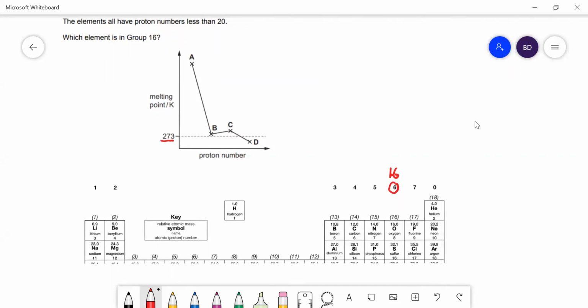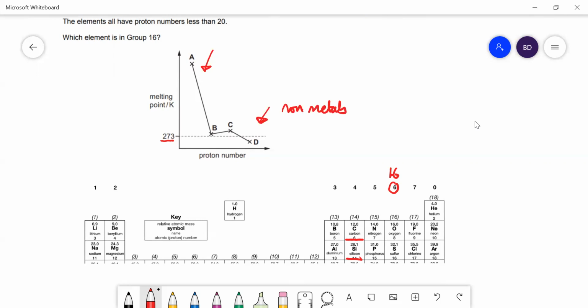And A is a high melting point solid. Right, now you get a big drop in the melting point here. Let's think also B, C, and D, because these are all fairly low melting point things. These have got to be non-metals, haven't they? So we're talking about the non-metal side of the table. A is pretty high. Well, A is probably group 14, because you've got carbon, a giant covalent, or silicon, which is also giant covalent. And then you get a big drop as you go from carbon to nitrogen or silicon to phosphorus.